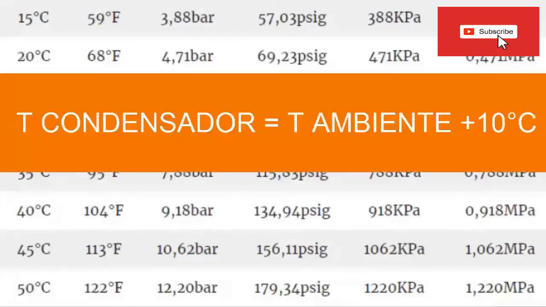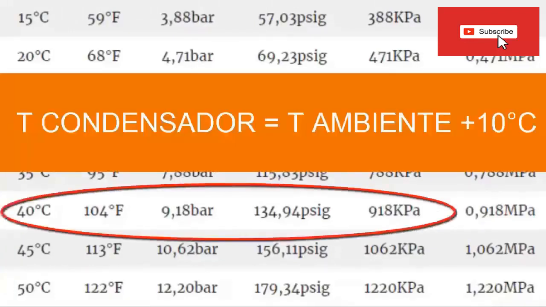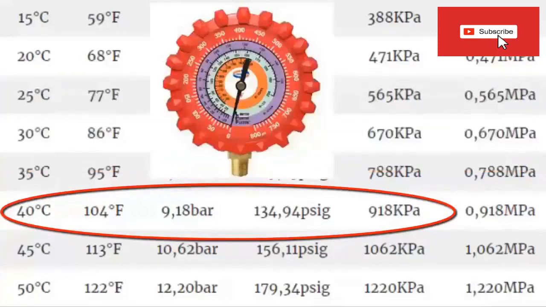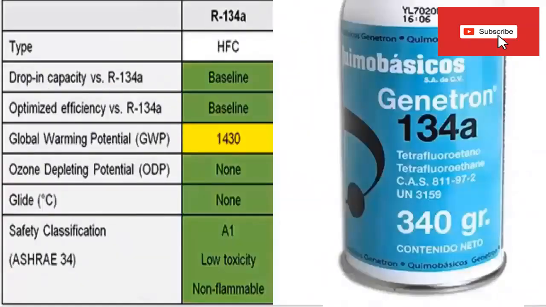2. For an outdoor environment temperature of 30 degrees Celsius, the condenser temperature is usually about 10 degrees Celsius above the environment where the equipment is located. Thus in the table, for 40 degrees C, about 104 degrees F, the gauge pressure of high, in the condenser, is 9.18 bar, equivalent to 134.94 psig or 918 kPa. These are the main features of R134a that you should know about.